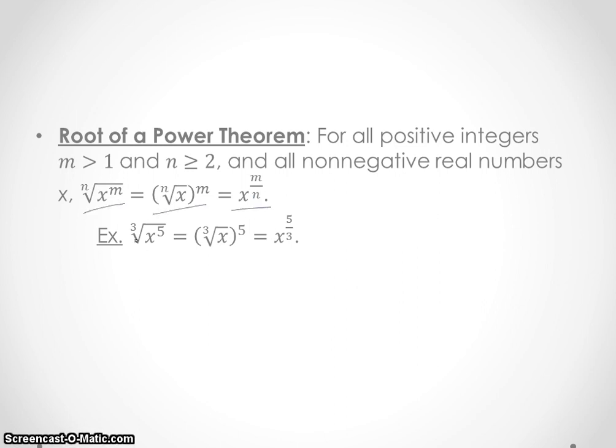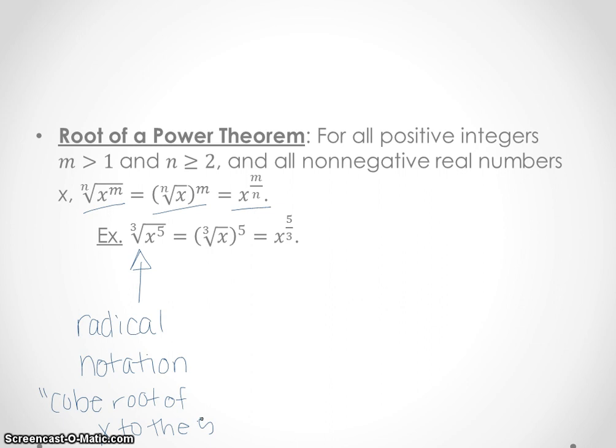Let's take a look at examples, because sometimes it's just easier to see with numbers here. So this is purely radical notation, which is kind of what's new to us in this section here. And this is saying take the cube root of x to the fifth, so maybe we can put that down here. Cube root of x to the fifth power. That's what this says. Take the cube root of x to the fifth power. So you take the x to the fifth power first, then take the cube root of it.